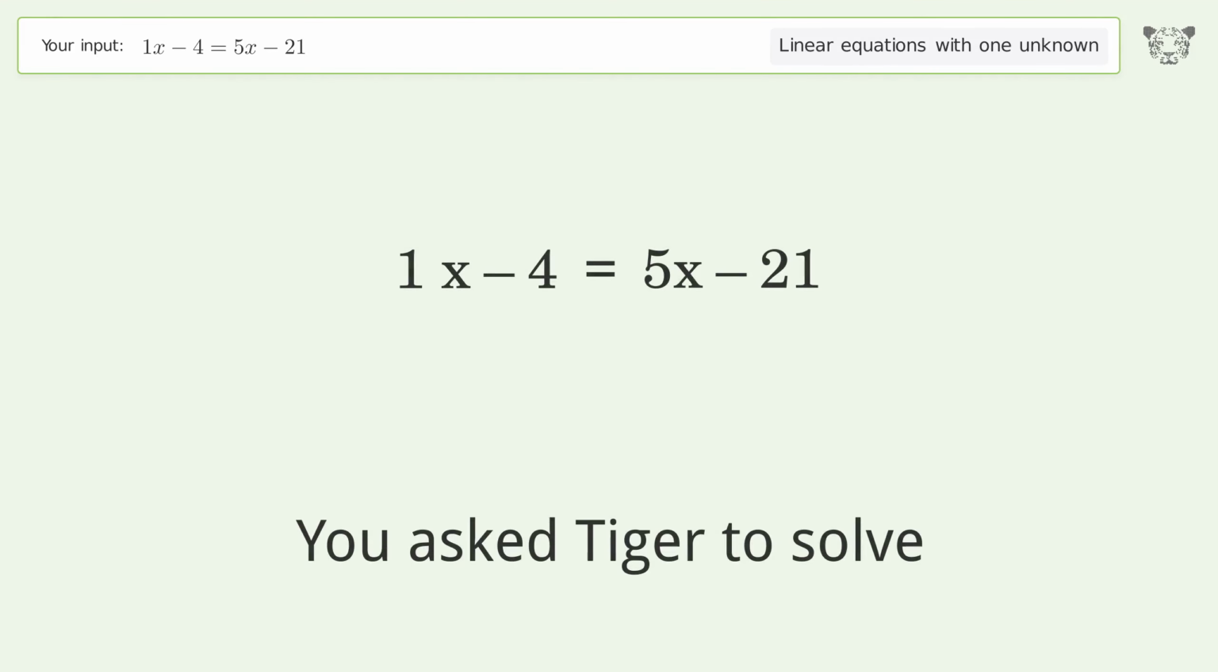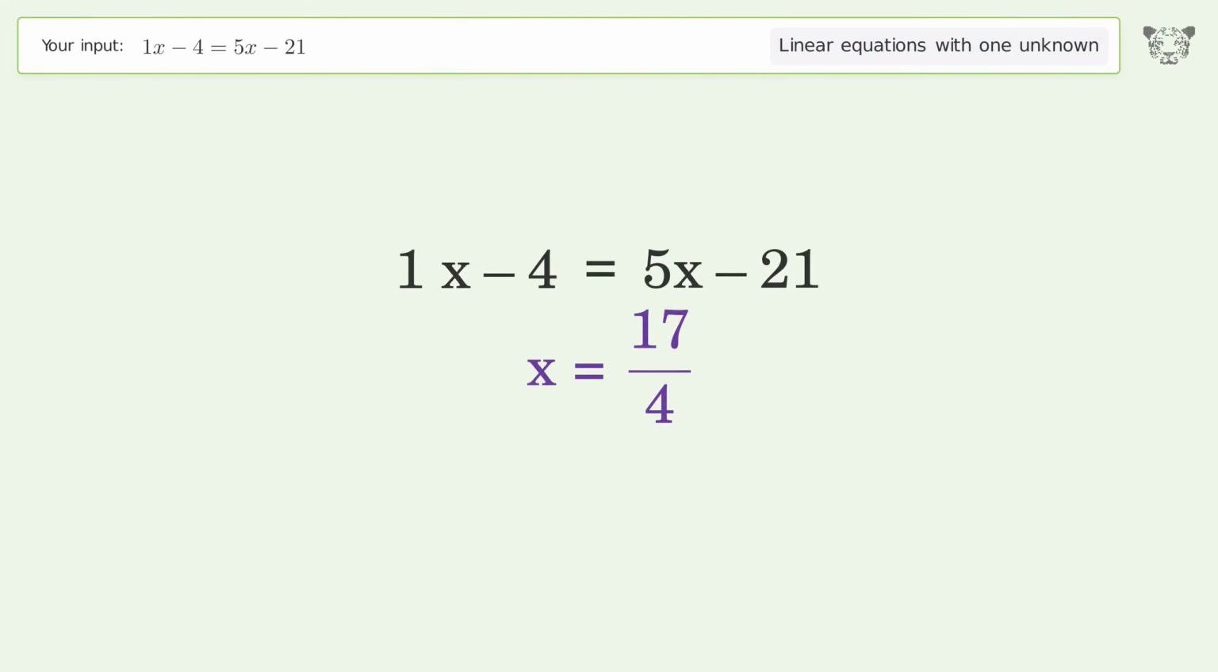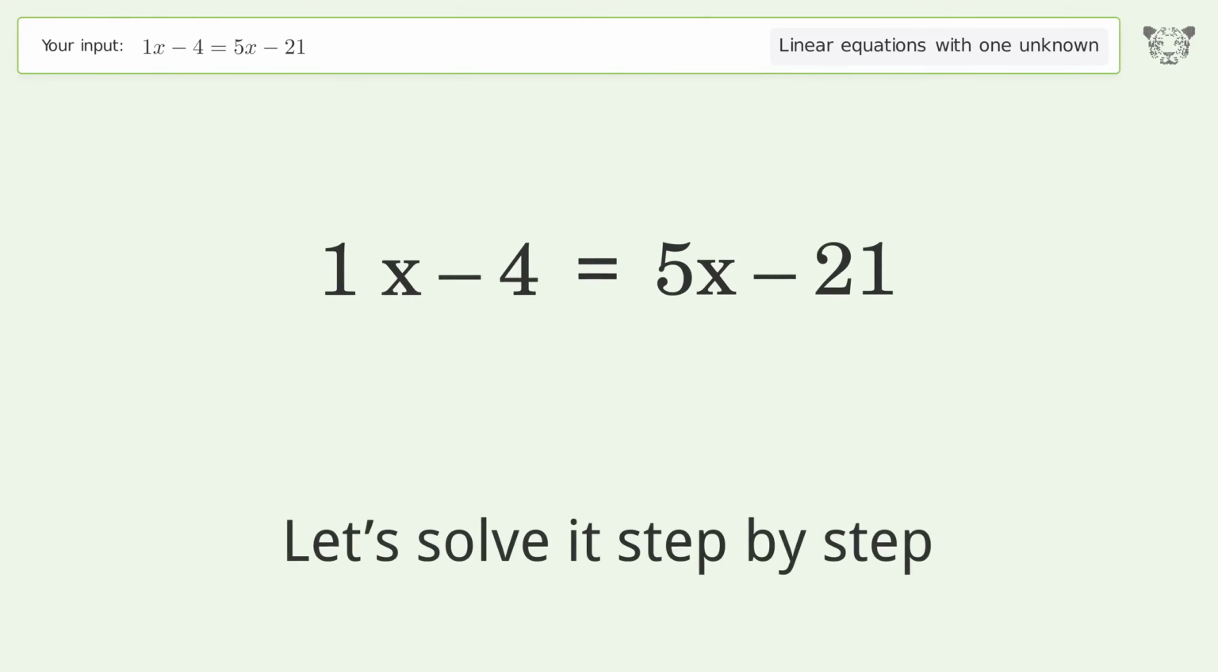You ask Tiger to solve. This deals with linear equations with one unknown. The final result is x equals 17/4. Let's solve it step by step.